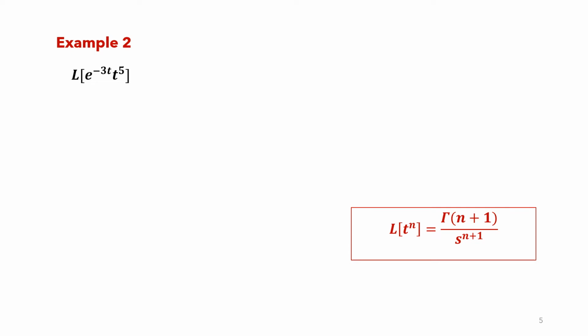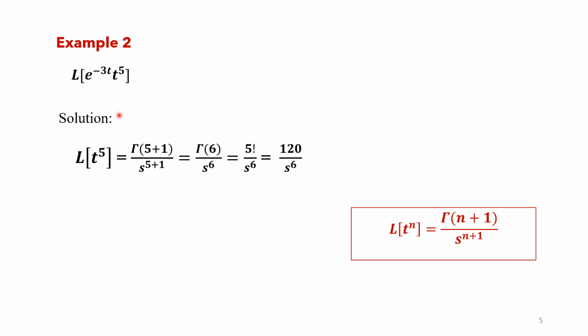Second problem. L of e raised to minus 3t into t raised to 5. L of e raised to minus 3t t raised to 5. So again, we have a function multiplied by e raised to minus 3t. So whatever is the function other than e raised to minus 3t, here it is t raised to 5. So we have to calculate the Laplace transform of t raised to 5. So we know that L of t raised to n is gamma n plus 1 upon s raised to n plus 1. So using this, we will calculate the Laplace transform of t raised to 5.